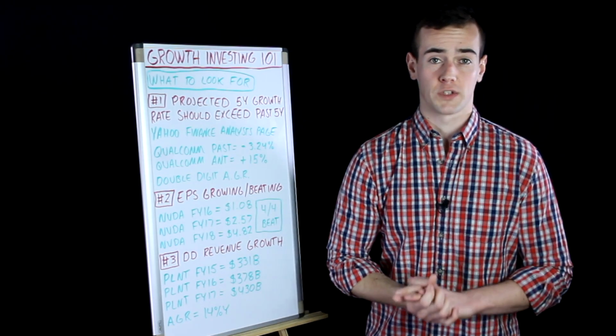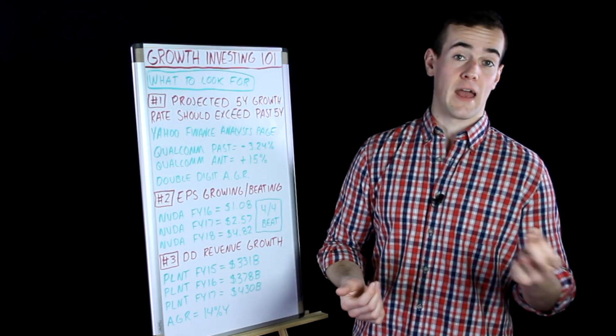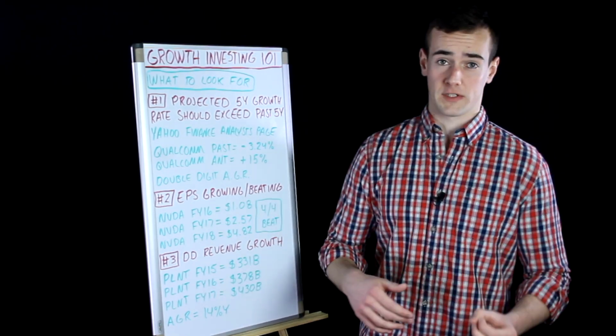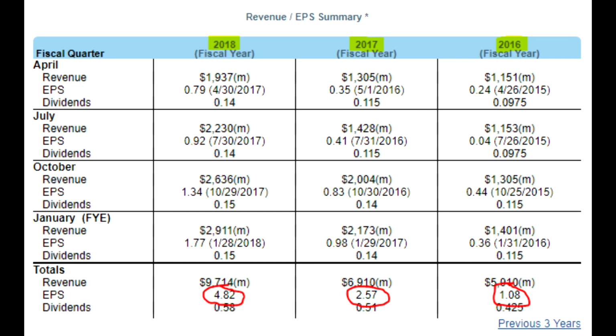But there's a lot of different tools out there that you can use, but I like the one that NASDAQ offers. It has the earnings surprise. But let's use NVIDIA, for example. These are the annual figures, but for fiscal year 2016, they did $1.08 in earnings per share. For fiscal year 2017, they did $2.57 earnings per share. And for fiscal year 2018, they did $4.82 earnings per share.